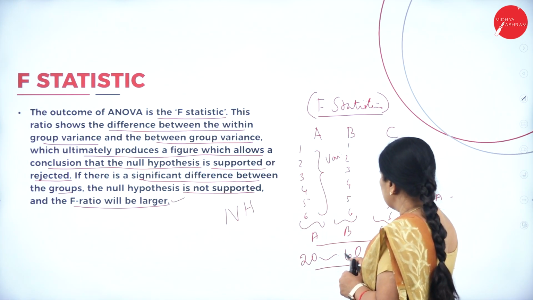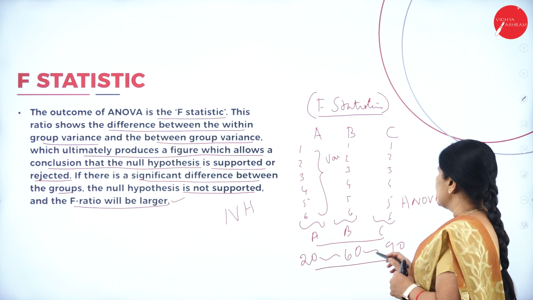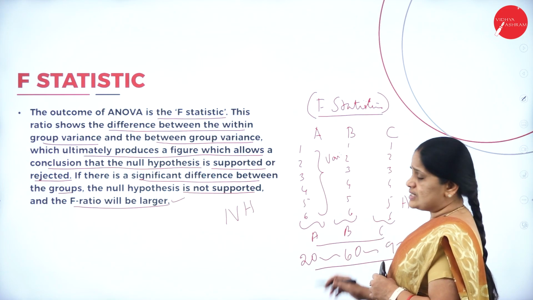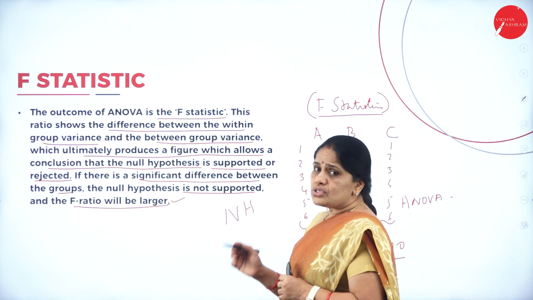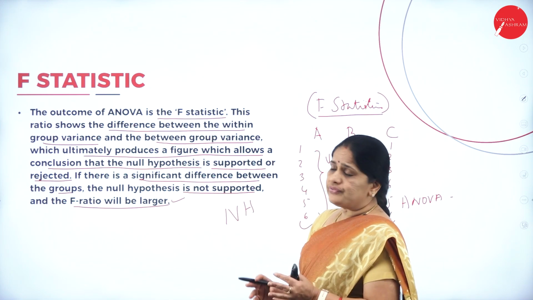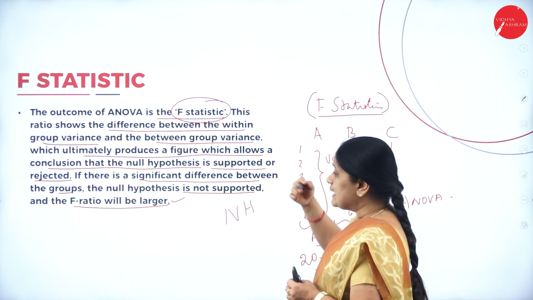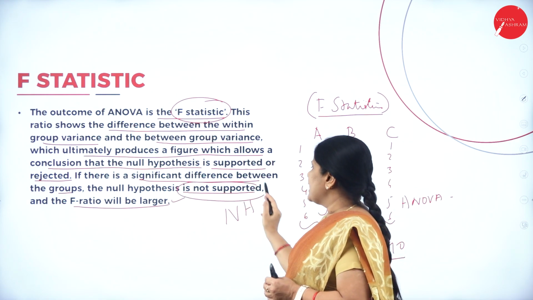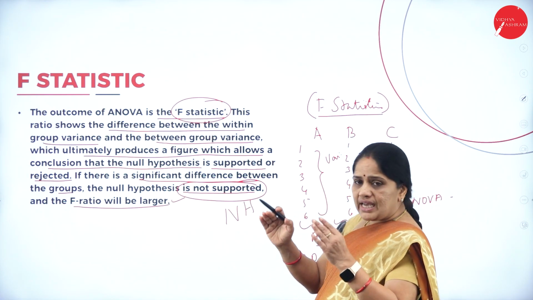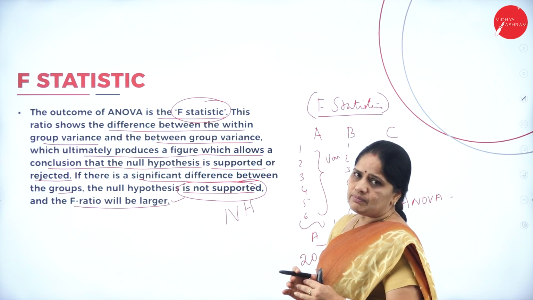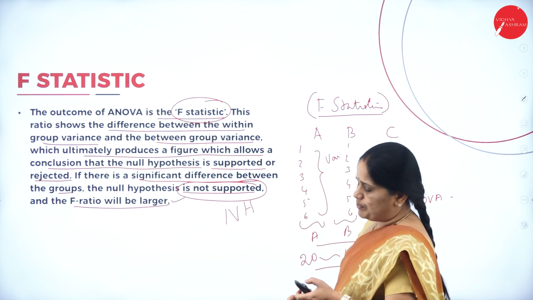So if we look at the ratio between the three numbers, it will be 2:3:4.5 or something like that. So the F ratio will be greater here. Whatever the outcome of the ANOVA, we call it the F statistic, and the greater the F statistic, the more it does not support the null hypothesis. If the F statistic or the F ratio is small, then it means that the null hypothesis is supported.